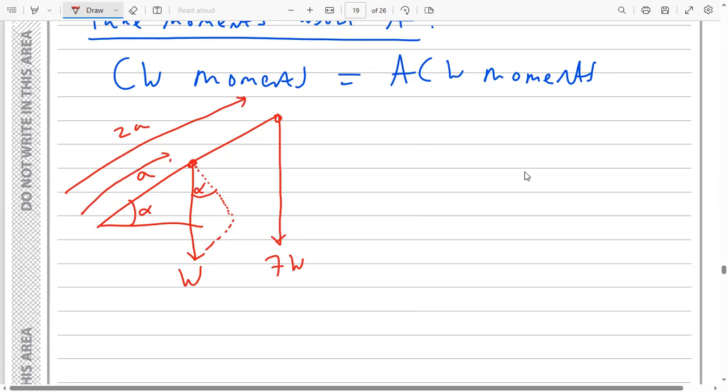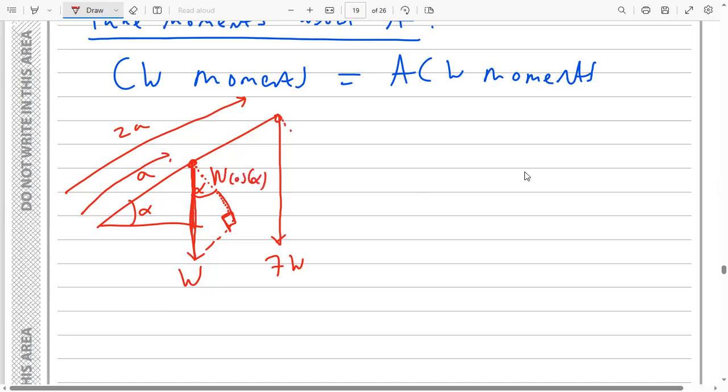Hopefully that makes sense, and you're comfortable with why that's alpha. Then you've got a right angle triangle with W as your hypotenuse. You want the adjacent side, and that's cos. So this adjacent side is going to be W cos alpha.